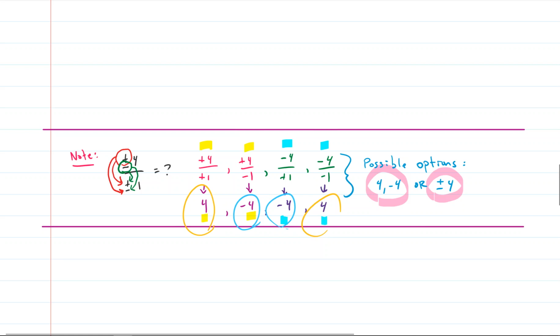We'll be doing that a lot in this section. After a little bit, you'll get used to it. But at first, it's probably good to go through all the options like I did here, the 4 different options. So this compact writing, plus or minus 4 divided by plus or minus 1, gives you these 4 options, which turn out to be just 2 options in the end, 4 and -4. And we can write it compactly like that, plus or minus 4.